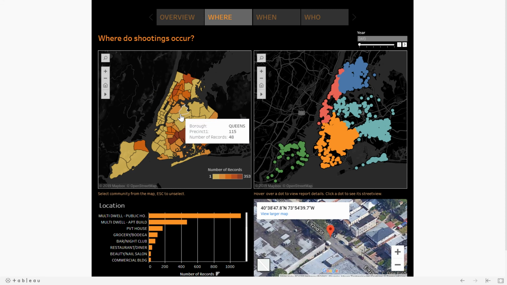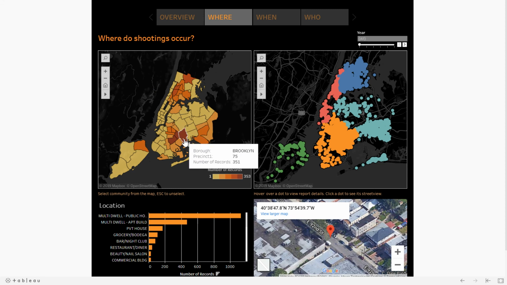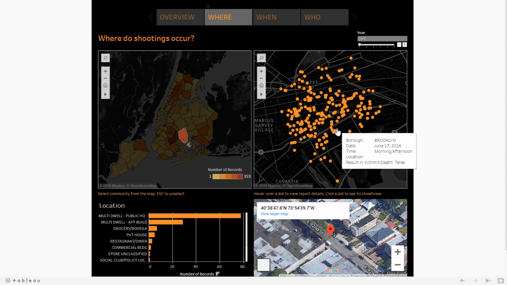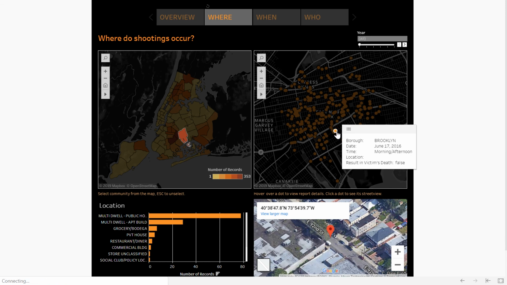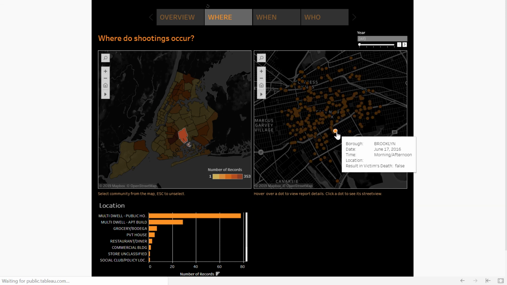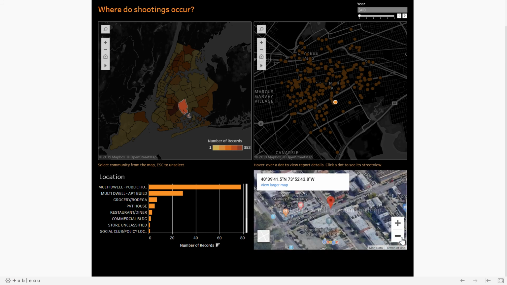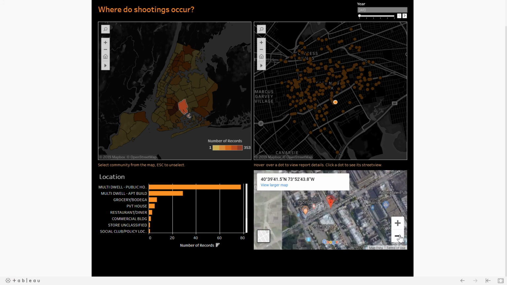And if we click on one neighborhood, like this neighborhood in Brooklyn, the right dot map zooms in and we hover over this dot map. We can see the date, time, and location, and whether this shooting resulted in victims' deaths. And we click on this dot, and the Google map underneath also changes.